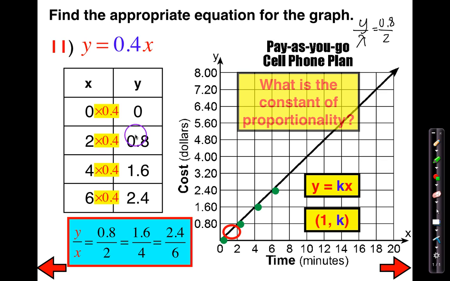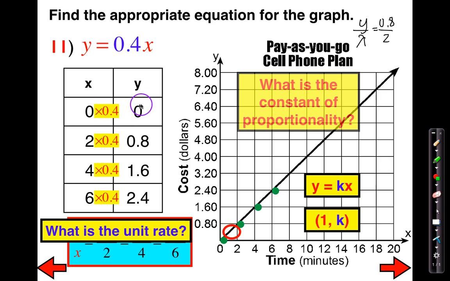So, my equation is y equals 4 tenths x in order to follow this form of y equals kx, since k is 4 tenths. Now talking about the unit rate, what is it? Since we're talking about money, we're not going to say 4 tenths, we're going to actually say 40 cents, okay? So it's going to cost 40 cents per minute. So again, it's y over x. And there you have it.